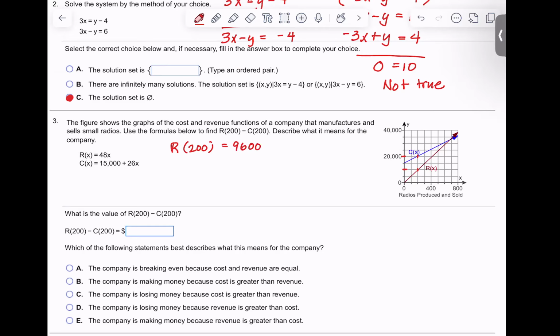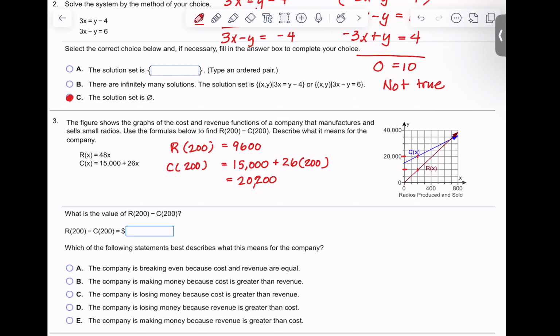Now we're going to evaluate the cost at 200. So we have 15,000 plus 26 times 200. 26 times 200, 20,200.